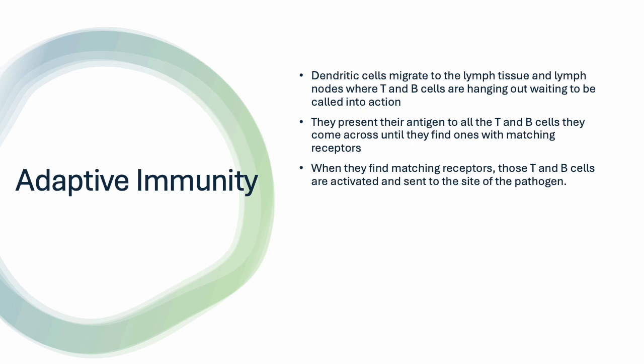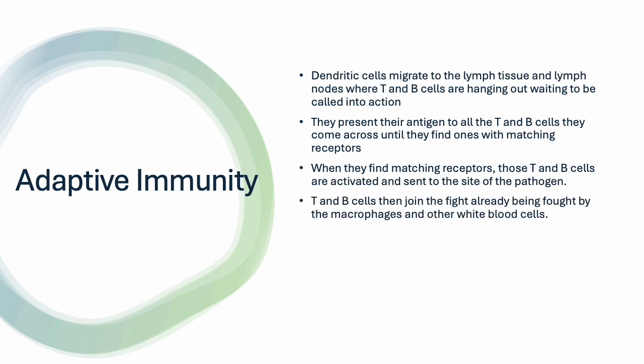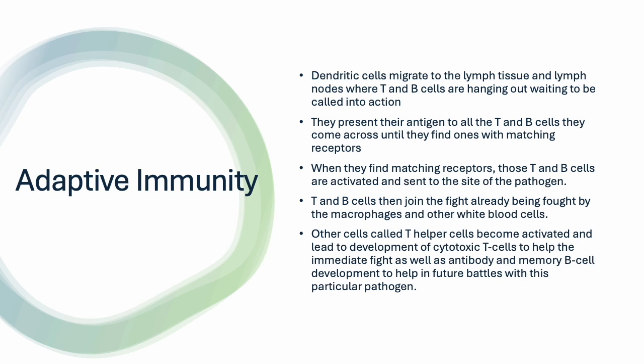When they find the matching receptors, those T and B cells are then activated and sent to the site of the pathogen to help out the poor macrophages who are trying to battle with phagocytosis and inflammation. The T and B cells then join the fight, and because they have these receptors and they already know what these pathogens are, they can help more specifically and readily. So they are over there finally fighting along with the macrophages and other white blood cells.